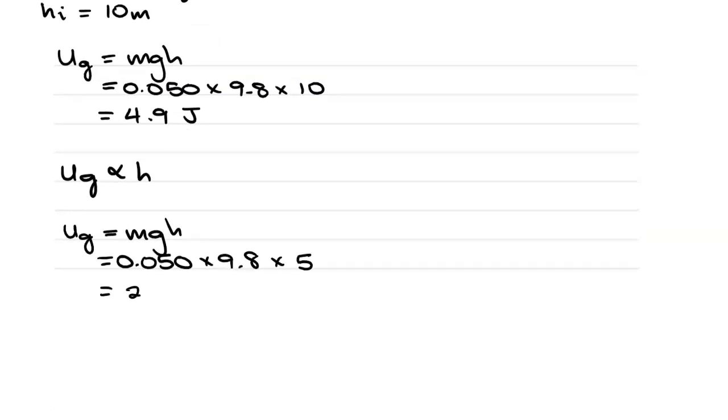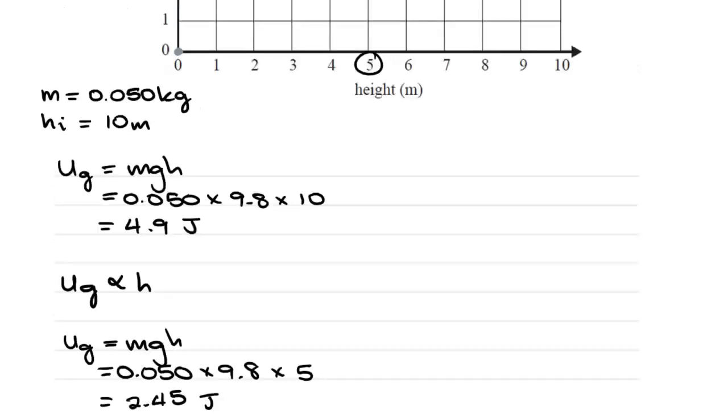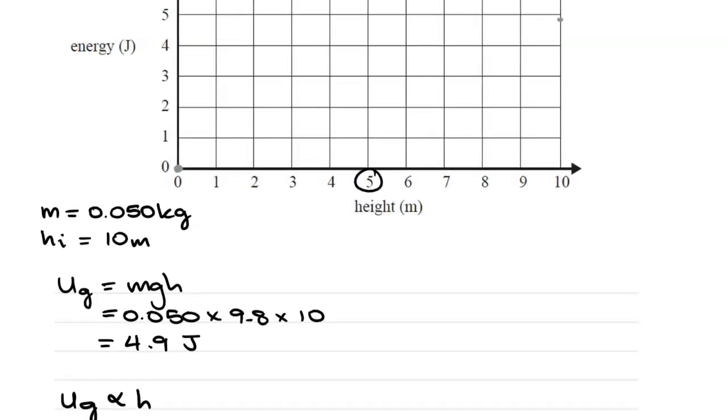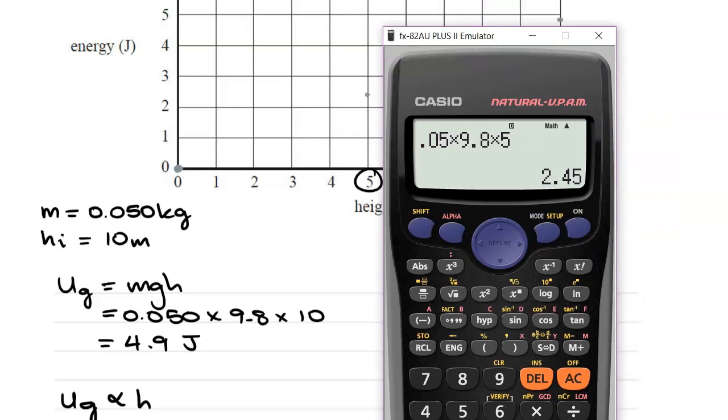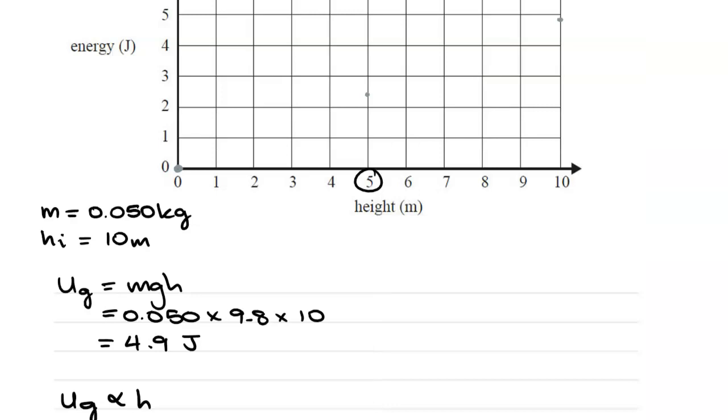So if we're ignoring sig figs, because we're just caring about putting dots on a graph here, that would be 2.45 joules, which is half the value we originally had. So if you really weren't convinced that UG was proportional here, you could go ahead and sub in some more values. If you just put some numbers in your calculator and change the value of the height here, you could get the values really quickly, or you could recognize that it is a linear relationship.